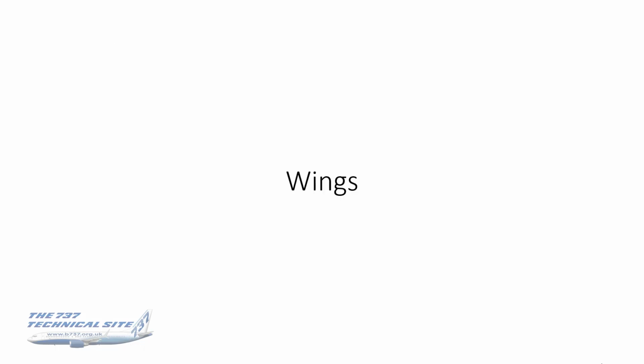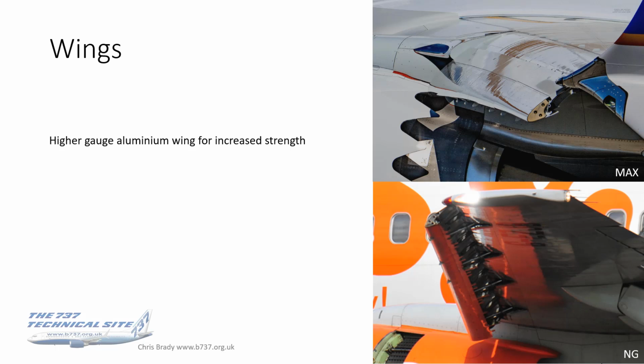All right, onto the wings. The upper photo there is an arty photo of a MAX wing leading edge. A little difficult to work out at first, but the AT winglet over on the right, and that's your leading edge device at full extend there. So you've got a high gauge aluminium wing for increased strength. Increased strength because of the increased weights that the aircraft is operating at.